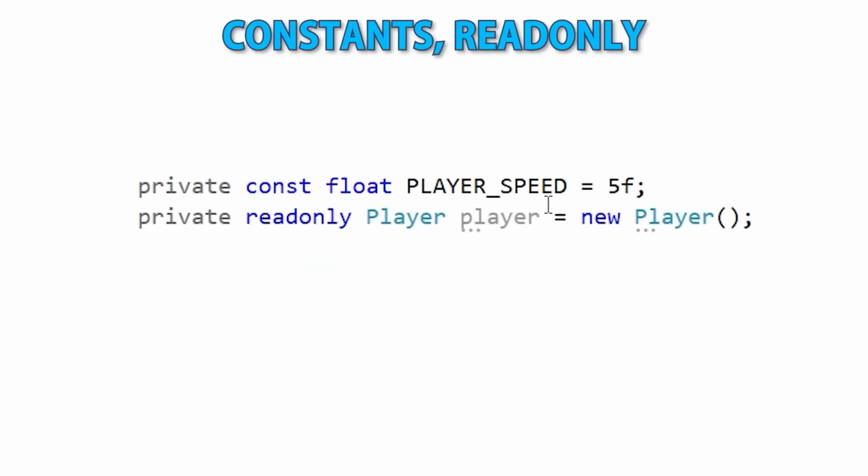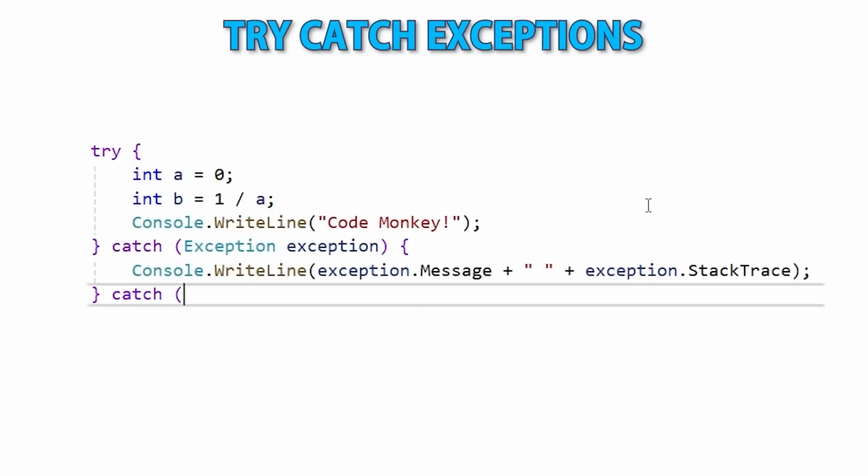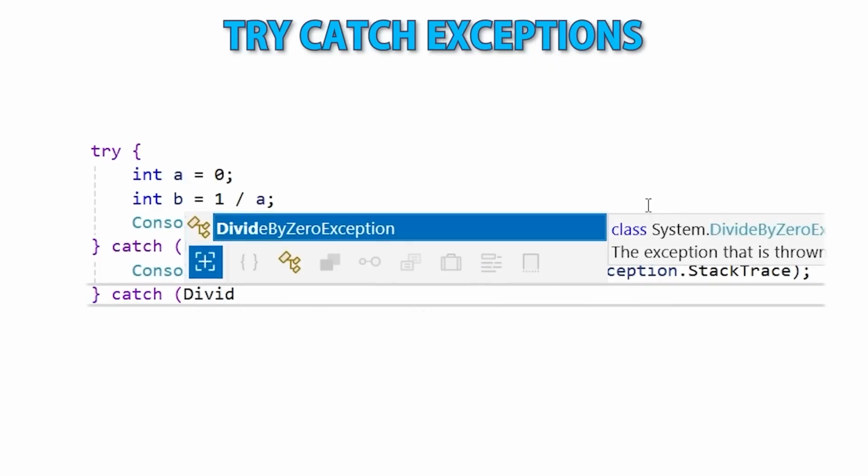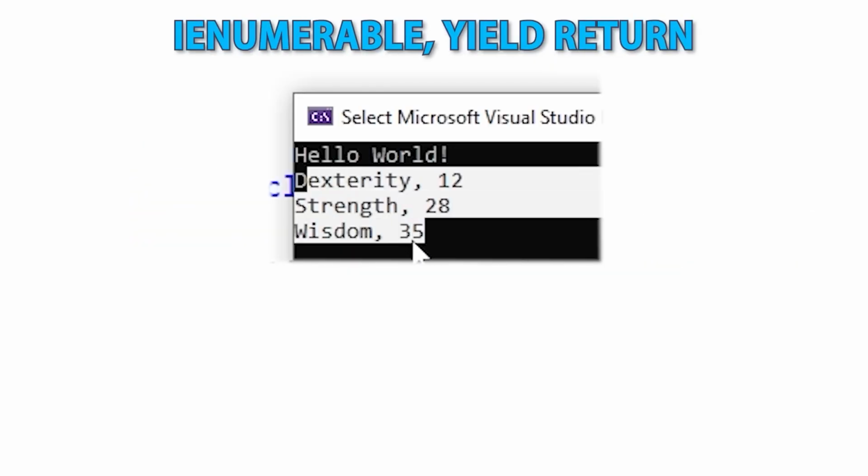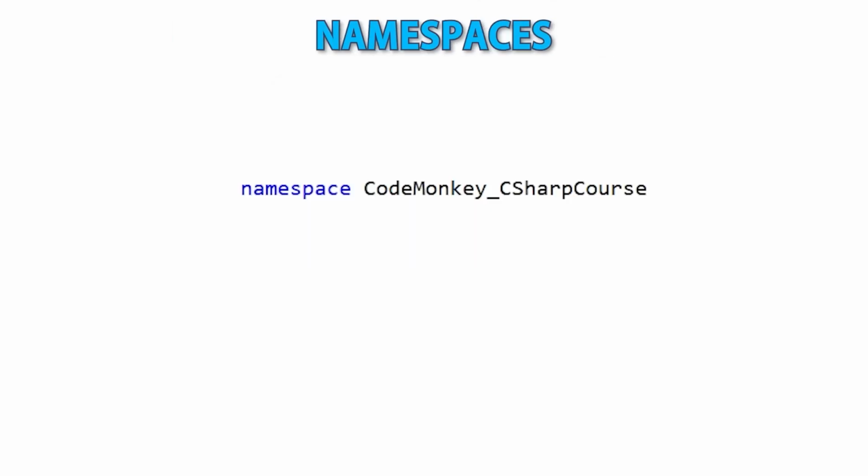Next is a simple lecture on constants and read-only, what they are and what the differences are between those two. After that is a lecture on exceptions and how to handle them with a try-catch. Then a lecture on implementing IEnumerable, so we can add support for something like a foreach for some custom types. Next, we're going to learn about namespaces, what they are and how to make your own.